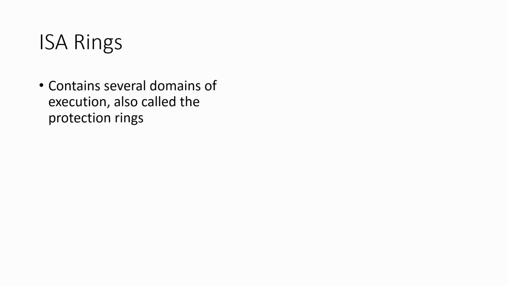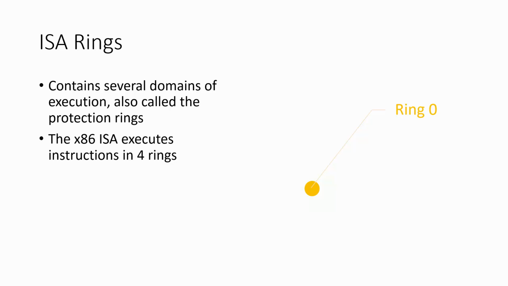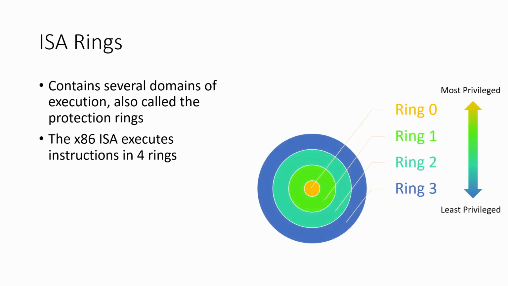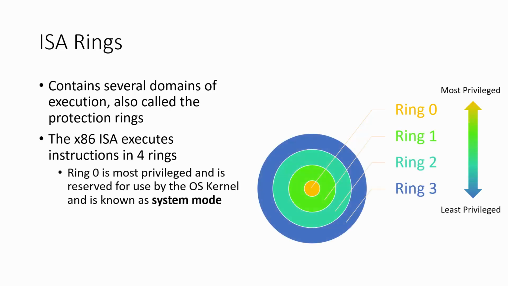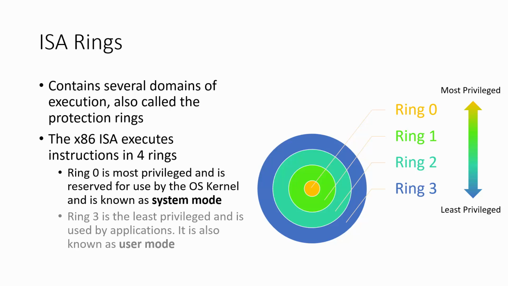Now let's talk about ISA rings. Not all instructions are equal in an ISA. Certain instructions can execute only in certain domains of execution, and these are also known as the protection rings. The x86 ISA executes instructions in 4 separate rings: ring 0, 1, 2, and 3. Ring 0 is the most privileged and is reserved for use by the OS kernel, also known as the system mode. Ring 3 is the least privileged and is also used by applications. This is known as the user mode.